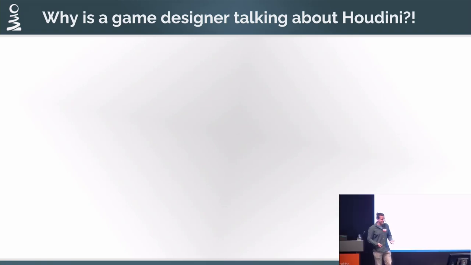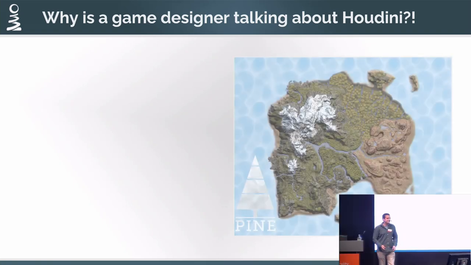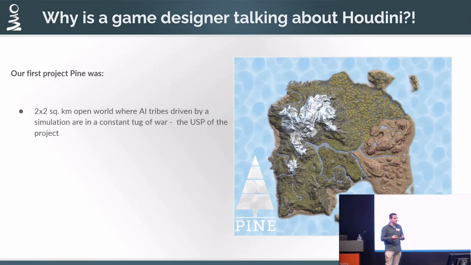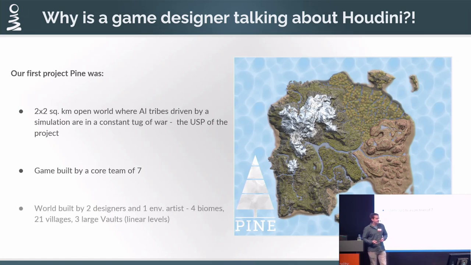Why is a person such as myself talking to you about Houdini? I think to explore that, we need to talk about Pine a little bit, which is our first project. And it was set in a 2x2 square kilometer open world where AI tribes were driven by a simulation. And they were fighting, they were trading. And that was the USP of the project. The game was built by a core team of 7. And the world was built by 2 designers and 1 environment artist. It featured 4 biomes, 21 villages, and 3 large vaults, which is essentially our version of linear levels.